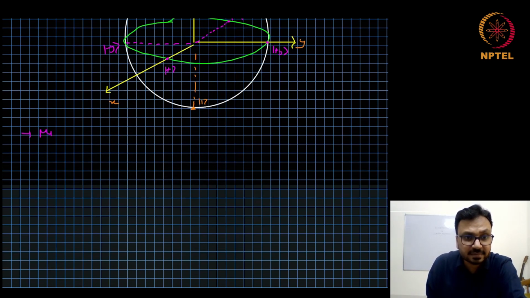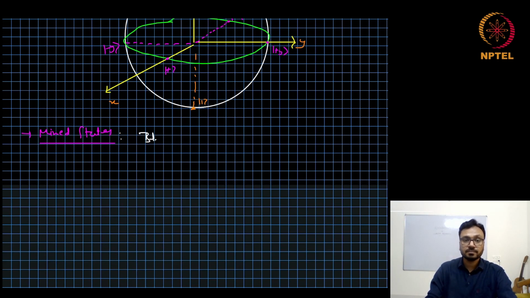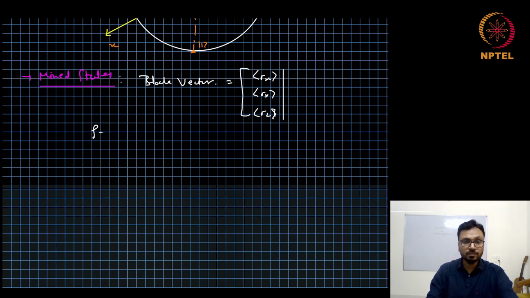Now we move to mixed states. By definition, the Bloch vector is the vector of the expectation values of sigma x, sigma y, and sigma z. When we have a mixed state rho, which is given by half identity plus r dot sigma, then the r vector is the Bloch vector. And the condition on r is that the magnitude of r is less than or equal to 1.